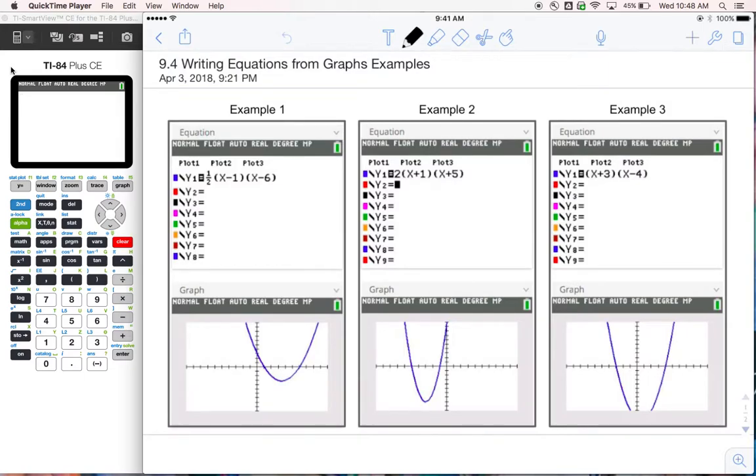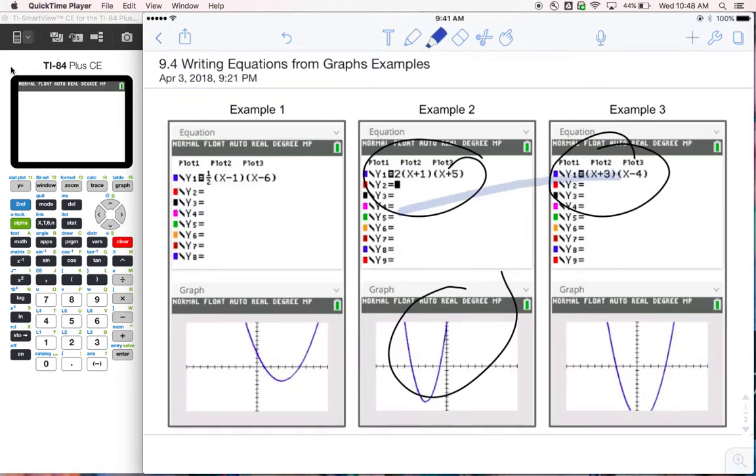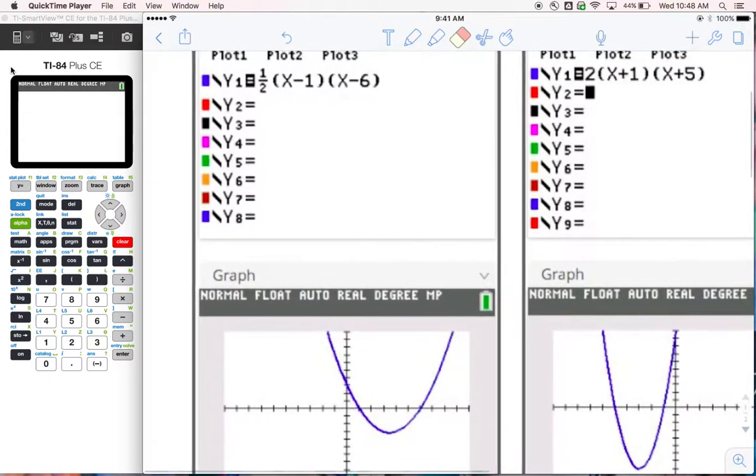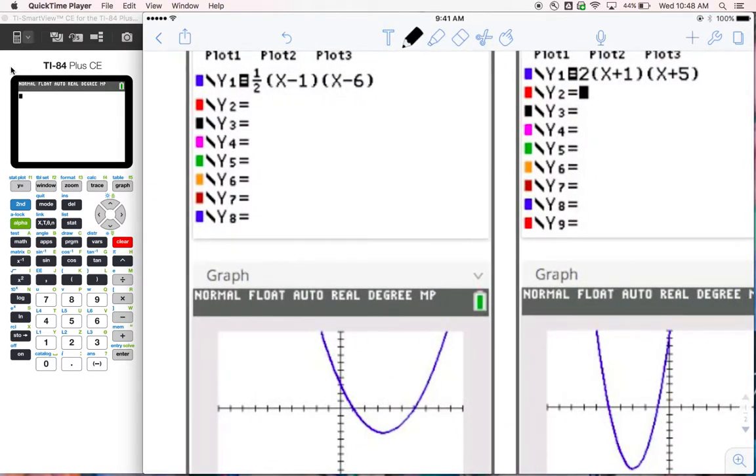We have 3 examples here, and I want y'all to make some connections. Here's the equation, here's the graph. Let's think critically for a sec. I see that my equation has x minus 1 and x minus 6. But then I see a positive 1 for a 0 and a positive 6 for a 0.